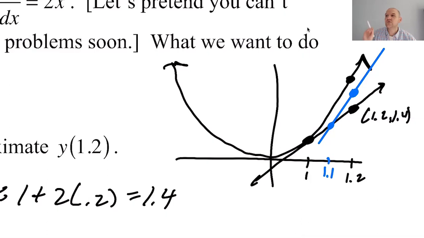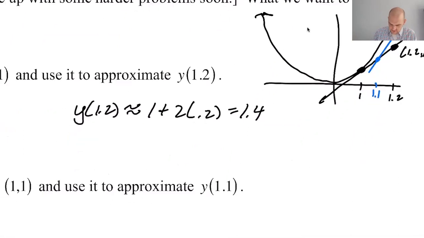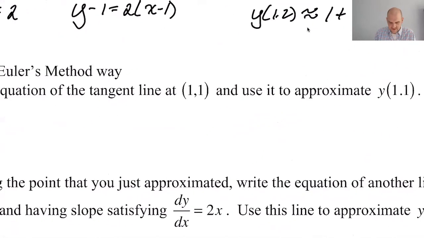We'll use a tangent line to find a point on the tangent line. We'll pretend that that point is on the function, and we'll say, let's write the tangent line there and just do it again. And you just keep doing it. And so that's literally Euler's method. So let's see if we can do it and see what we get.